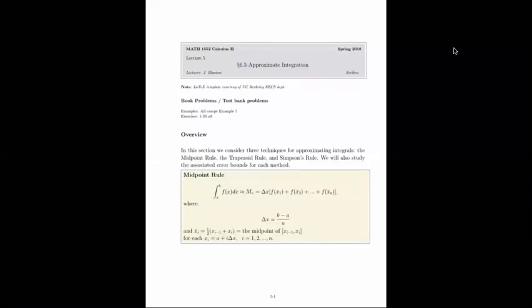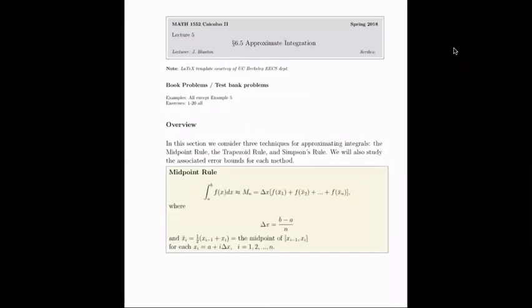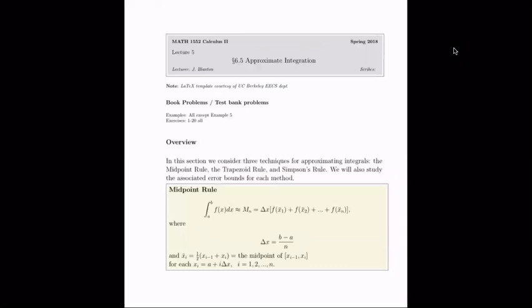So section 6.5 is approximate integration, and there are several reasons why we would possibly want to evaluate a definite integral by approximation. One of the primary ones is that we might have an integral like e to the x squared dx, and perhaps it's a definite integral over the interval from 1 to 2.